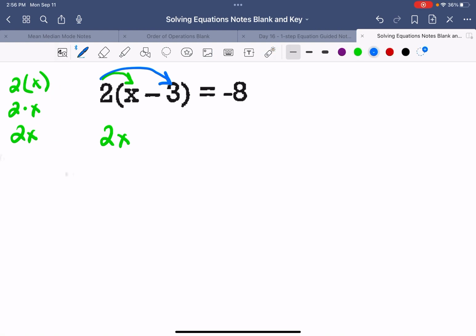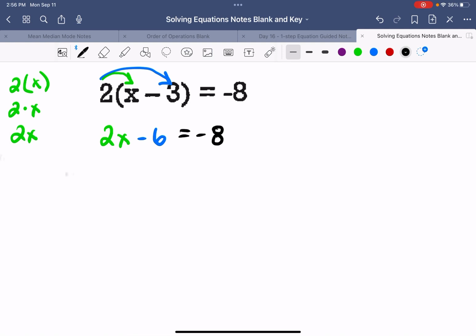All right, so now we're going to do 2 times -3. And if you plug that in, don't forget your signs. All right, now I want to make sure I still keep my equation going. And I am going to just bring down the equals -8. So I have 2x minus 6 equals -8.